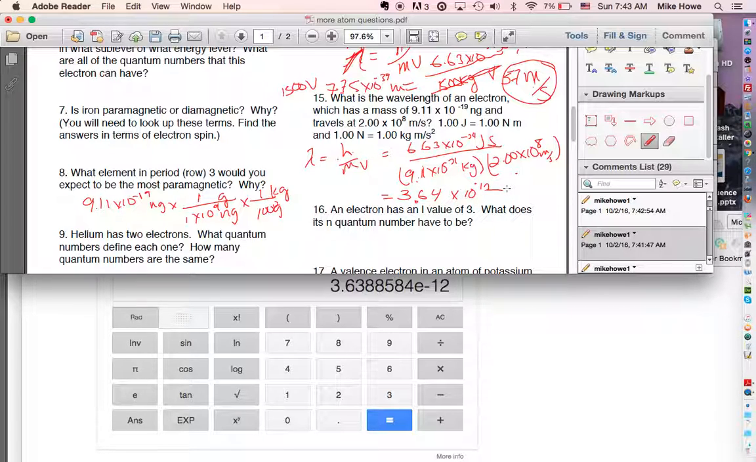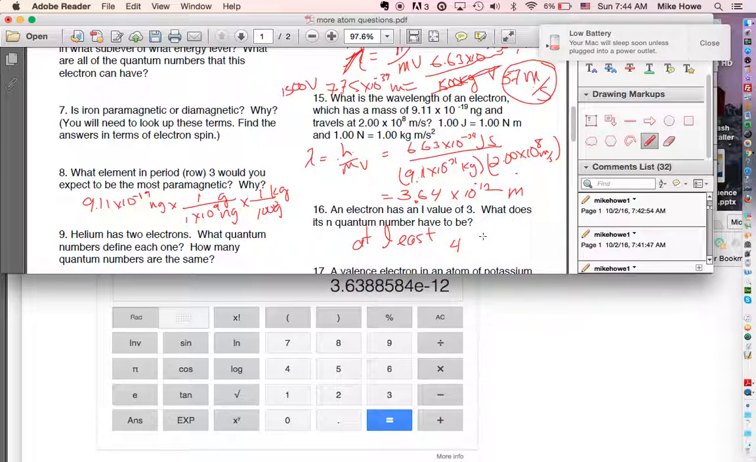Okay, so that's all the math questions. Wavelength is measured in meters, and the units will all cancel out into meters like I showed you earlier. Okay, now an electron has an L value of 3. So if L equals 3, n has to be at least what? So remember, L can be 0 to n minus 1, so n has to be at least 4. It could be 4 or anything greater.